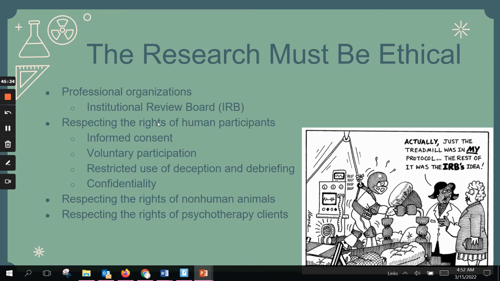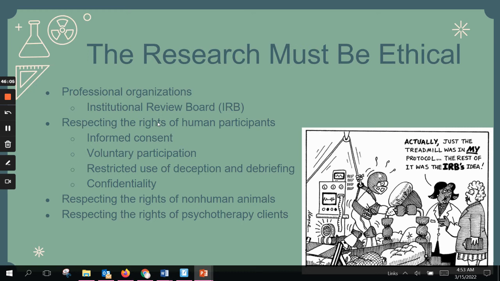We do have to respect the rights of non-human animals. 7 to 8% of research is done with animals. Some people think that it's very cruel, and it can be, but some research is necessary because it allows people to do research that's unethical to do with humans. So, for example, a lot of drug studies start with animals. So if we want to find out whether or not a drug is safe, we're not going to just try it on a baby first before we try it on an animal.